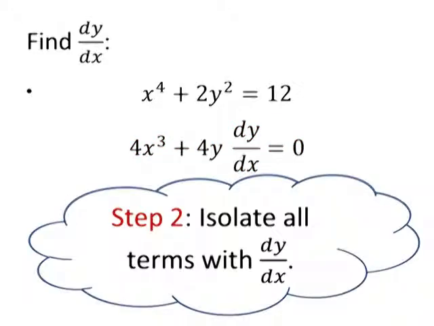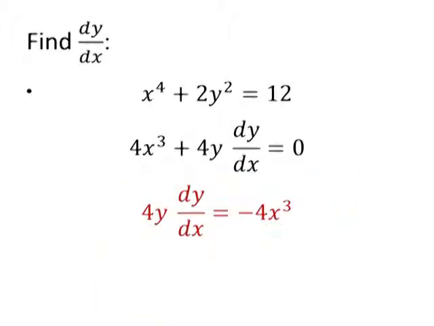Step 2 is to isolate all terms with dy dx. I'm going to subtract the 4x cubed and get 4y dy dx equals negative 4x to the third.